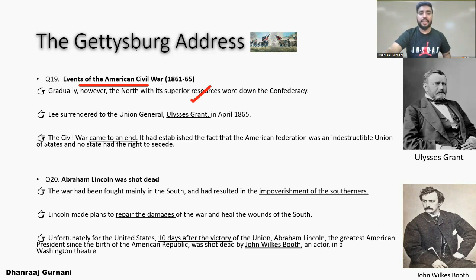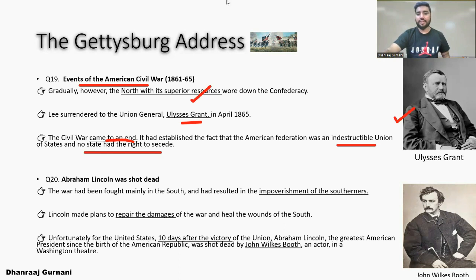Second point, Lee surrendered to the Union General Ulysses Grant in April 1865, and the American Civil War came to an end in 1865. It had established the fact that the American Federation was an indestructible union of states, and no state had the right to leave. That is, no state had the right to secede.